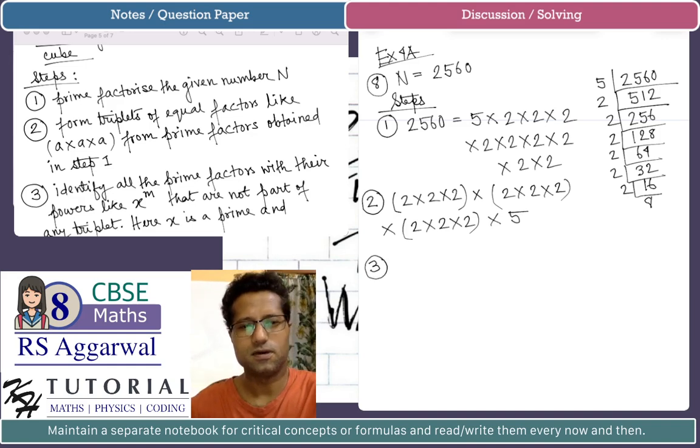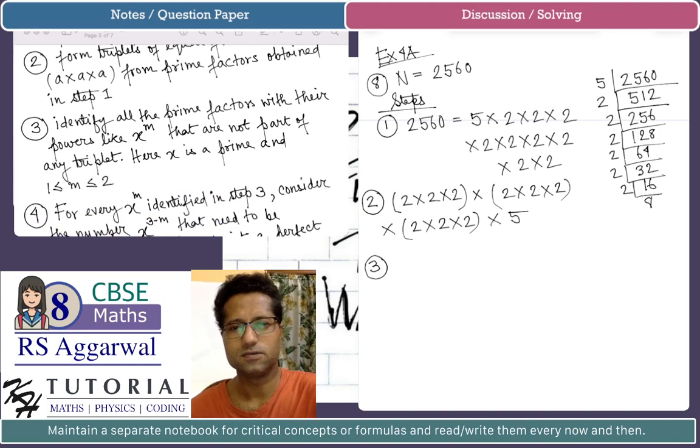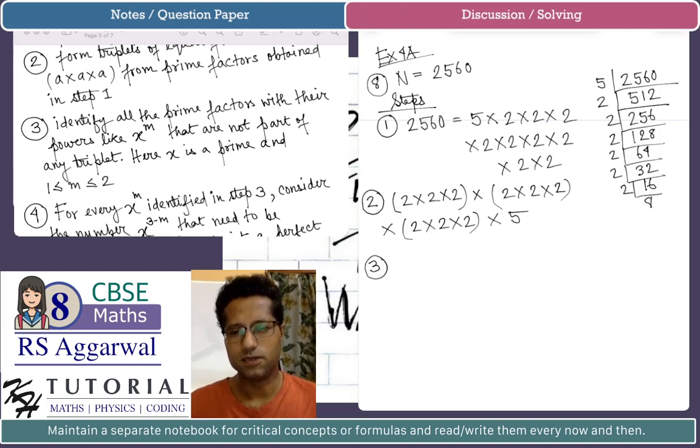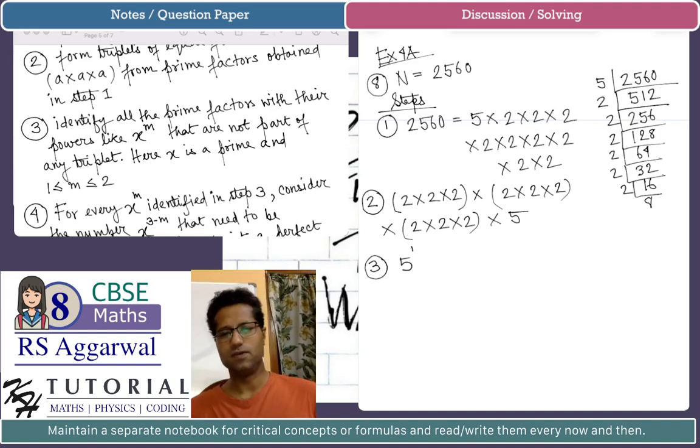Step 3 is identify all the prime factors with their powers, like x to the power m, that are not part of any triplet. So we can clearly see from step 2, the prime factor which is not part of any triplet is 5, that is 5 to the power 1. So we have one such x to the power m, where x is 5 and m is 1.